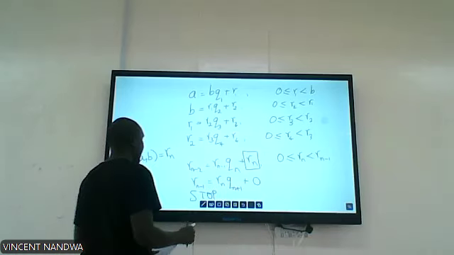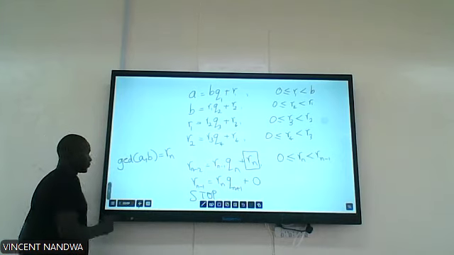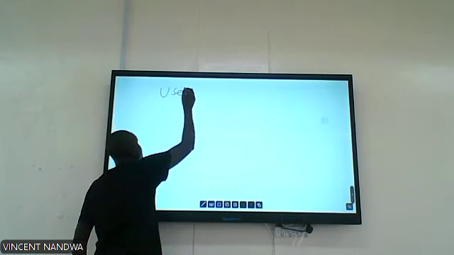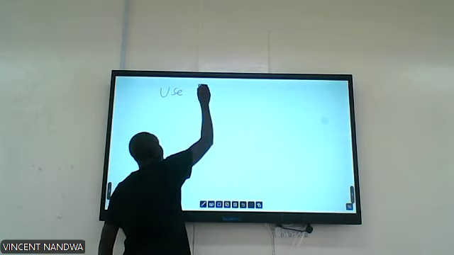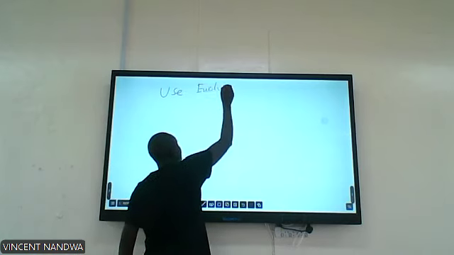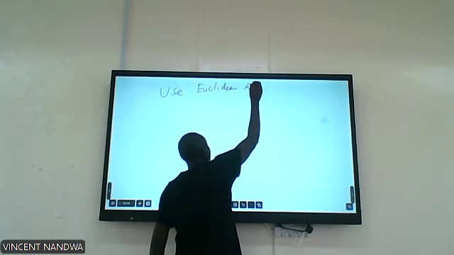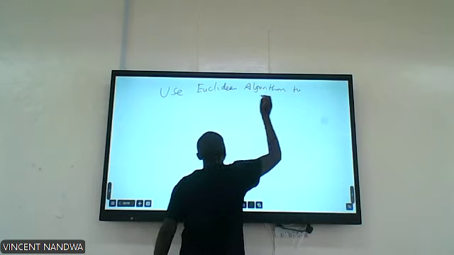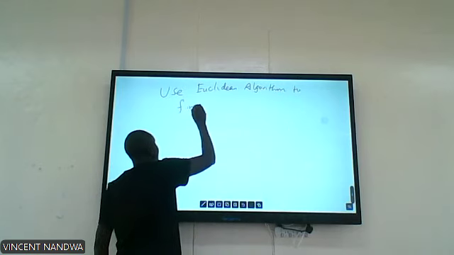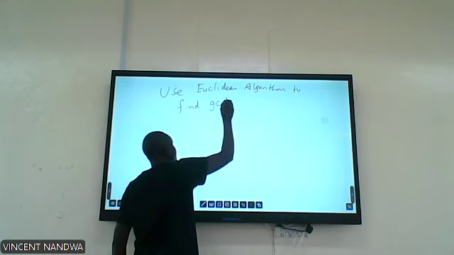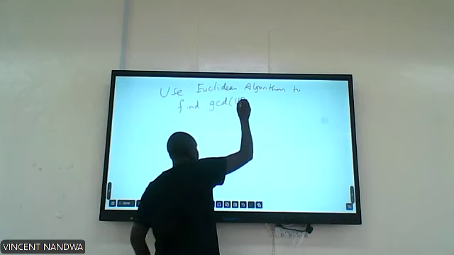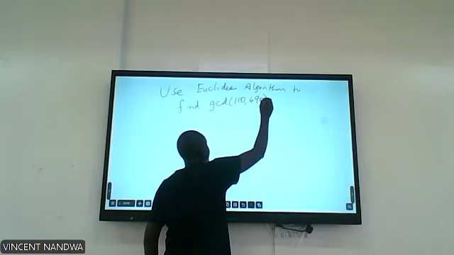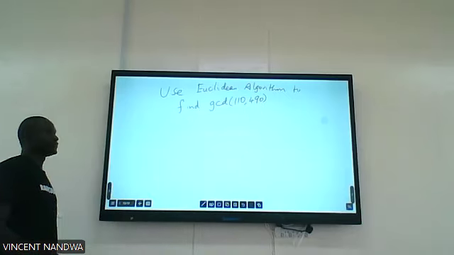So as an example, use the Euclidean algorithm to find the GCD of 110 and 490. These are appetizers anyway.